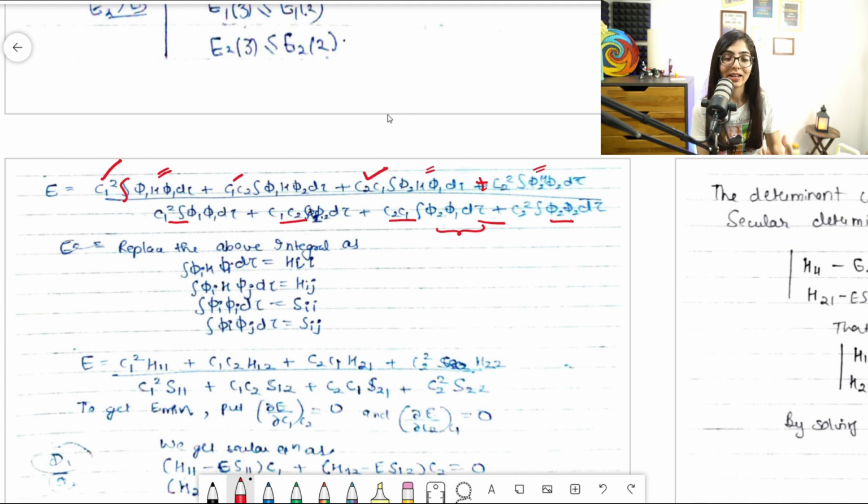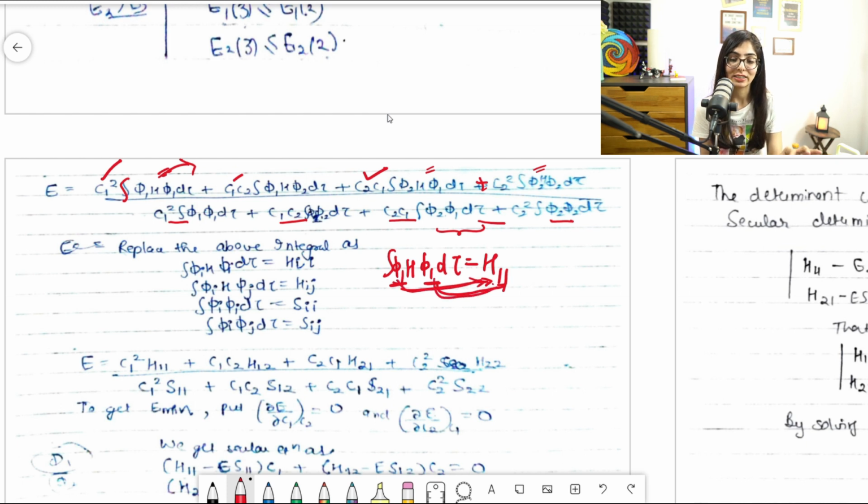We can't write again and again this integration phi 1 h phi 1 d tau, it will be very time taking. So what we'll do, we'll replace these things with some integrals. Fine, so I replace this phi 1 h phi 1 d tau with h11. This is the first term, so I'll write first term in first place, and second term in second place. First term in first place, second term in second place, like that.